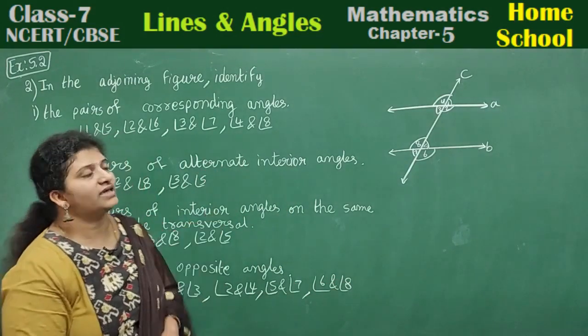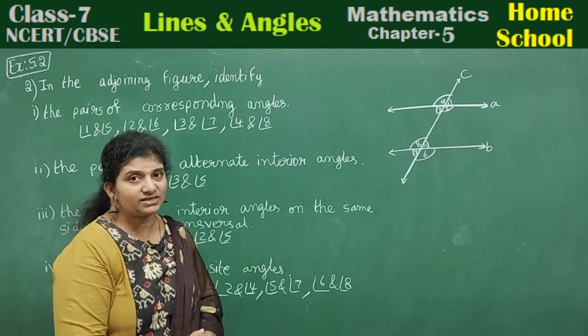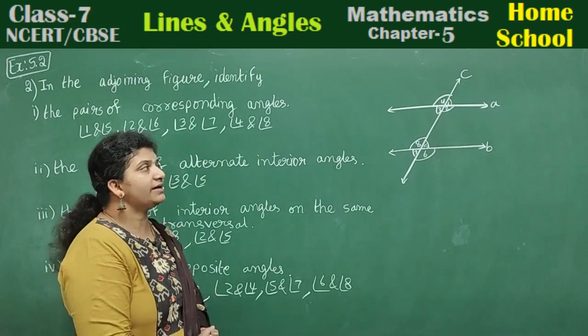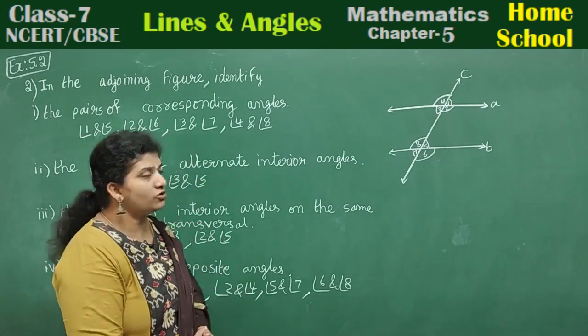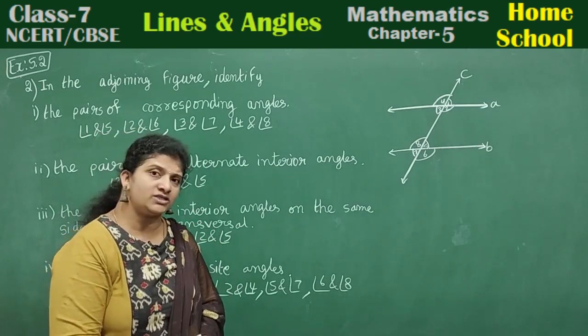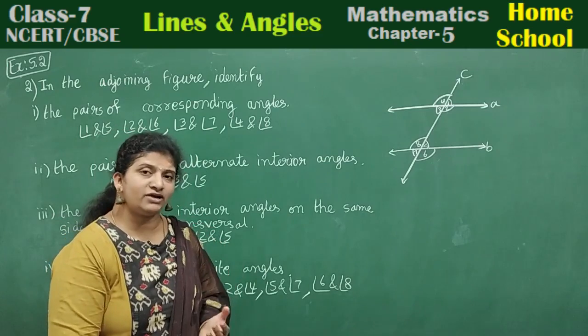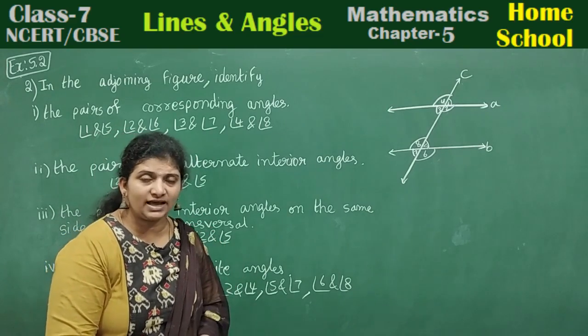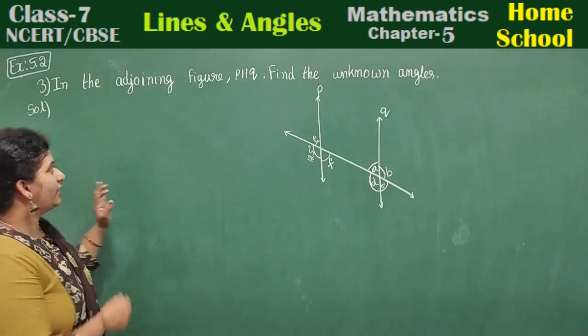Identify the angles carefully, children. If two lines are given and the transversal is cutting those two lines intersecting at 2 points, it is going to create 8 angles. And by seeing those angles, we can identify what are corresponding angles, alternate interior angles, interior angles on the same side of the transversal, and vertically opposite angles. All this you can identify. Let's see the third problem.